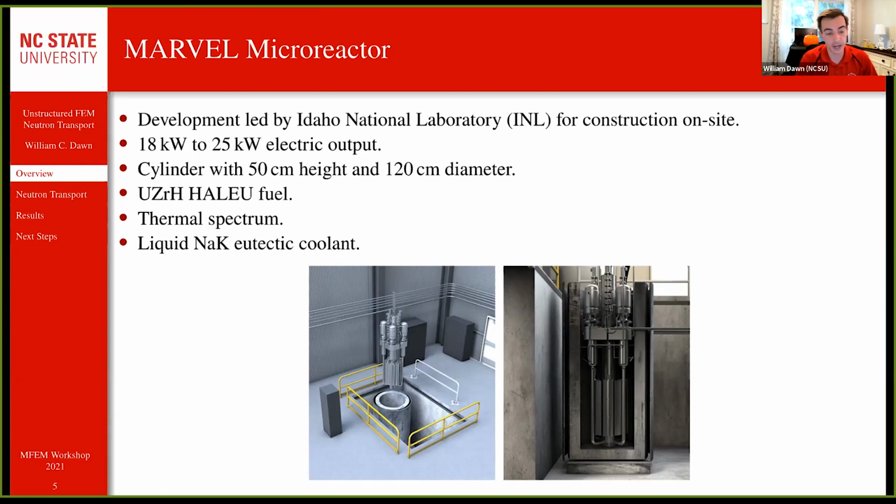Because of the hydride, and there's a lot of beryllium in this reactor as well, the reactor operates with a thermal neutron spectrum. So there's a lot of neutron scattering, and when we have a lot of scattering, we need good resolved geometry as well. This particular reactor is cooled with liquid NaK. It's a metallic eutectic coolant. I'm not going to talk about that. Fluid flow is a different problem, but just for your information.